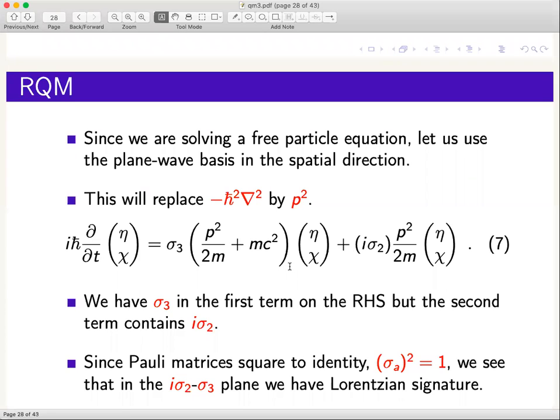So we are looking at a space where one direction, given by the unit vector sigma 3, has a positive norm, and the other direction, for which the unit vector is I times sigma 2, has negative norm. Okay, fine. So this has a kind of Lorentzian signature.